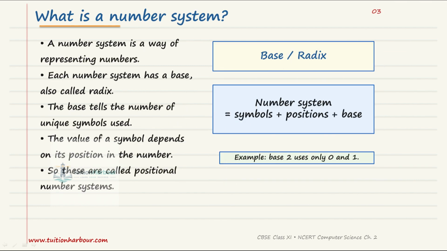A number system is a method of representing numbers. Each system has a base, also called radix. The base tells us how many unique symbols are available. These are positional systems because the value of a symbol also depends on where it appears.